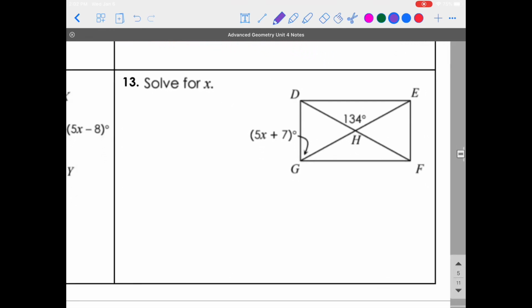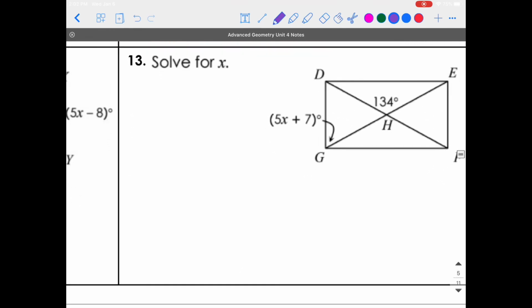Okay. Now number 13, it gives us this angle as 134. Well, that means that this one over here, I can find that by taking 180 minus 134 because they form that straight line. They are linear or supplementary angles. And that gives me 46. I also know that this angle and this angle, those are equal. So this one is also 5x plus 7.